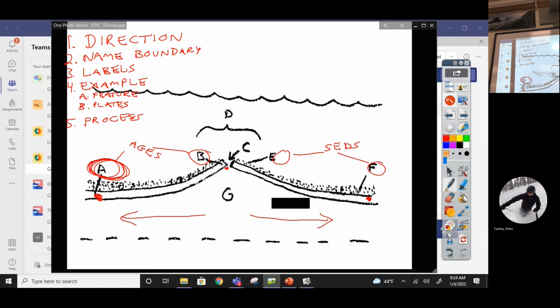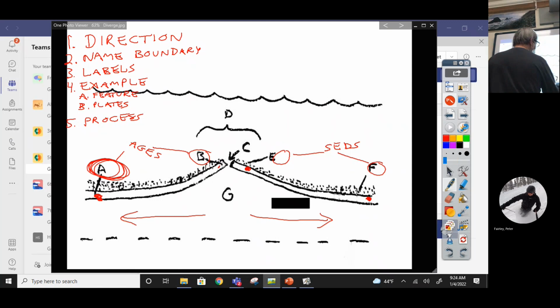They're the same age. Wait a minute. What about rock E? How does that compare to F? E is younger. Now compare E to B. They're the same age. Why?